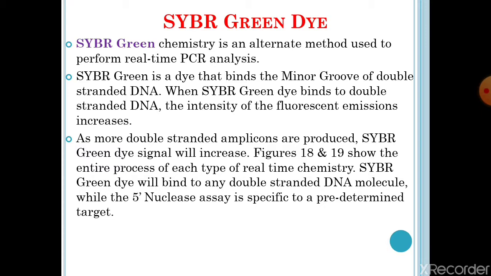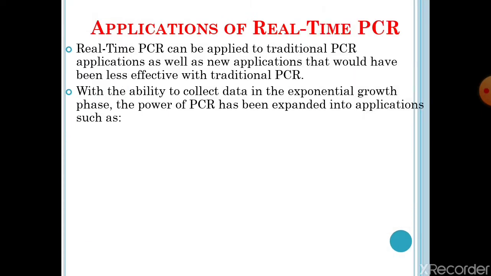The next figure shows the entire process of each type of real-time chemistry. The SYBR Green dye will bind to any double-stranded DNA molecule, while the 5' nuclease assay is specific to the predetermined target. Now come to the applications of real-time PCR.